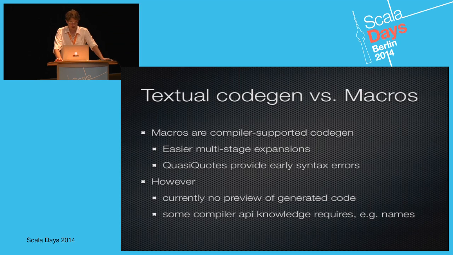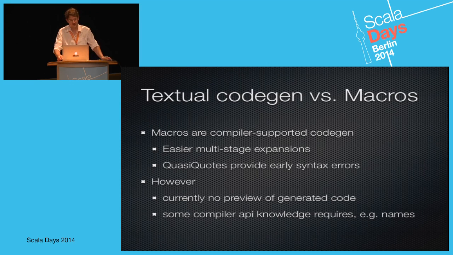Anyways, what we don't have with macros right now is a preview of the generated code. So if you make a mistake in a macro and the code does something wrong, you can't look at it to see what's wrong, actually. You kind of have to look at the code generator or at the macro and basically expand it in your mind to see what's happening. And that can be complicated to debug.